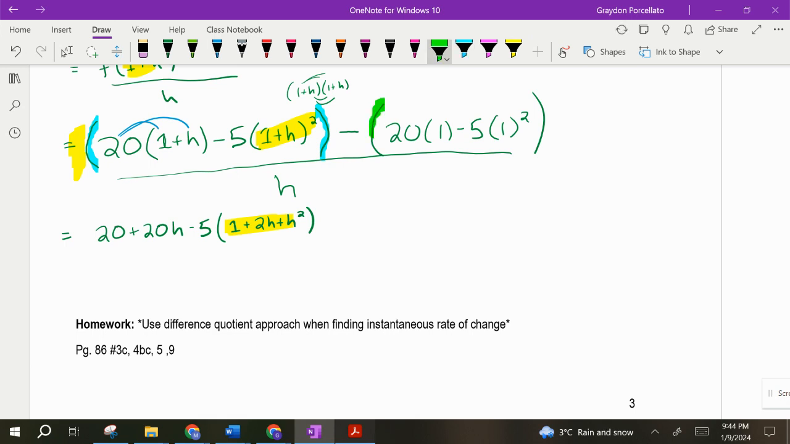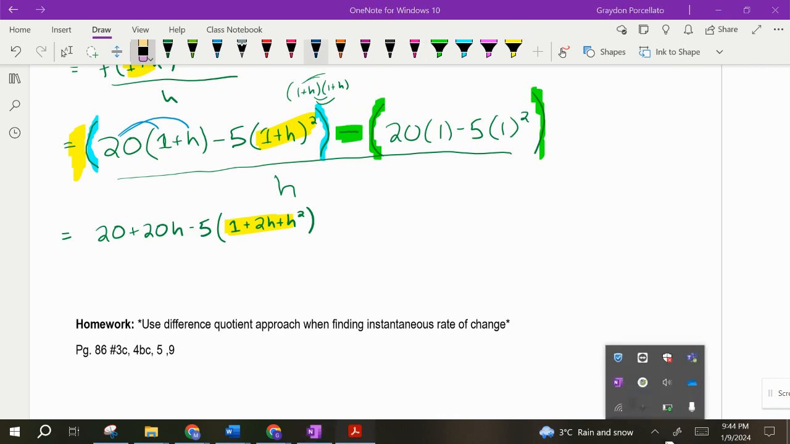Notice with this big bracket here, I have this negative sign out front. So I am going to want to distribute this negative into this bracket before I remove that bracket. But I'm not even going to bother doing that just yet. To start, all I'm going to do is simplify what's in that bracket. So it's going to be minus 20 times 1 is 20, minus 5 times 1 is just 15, all over h.